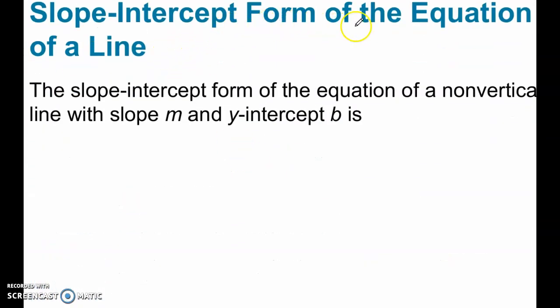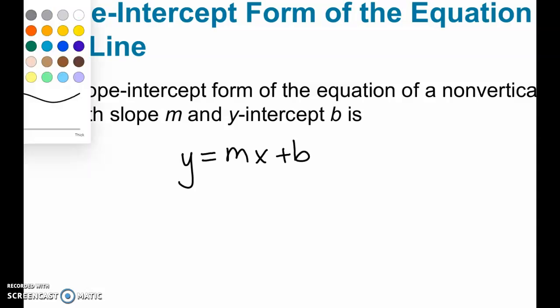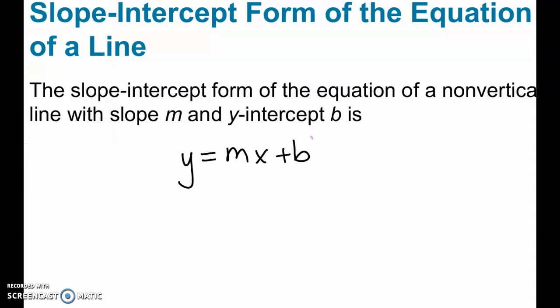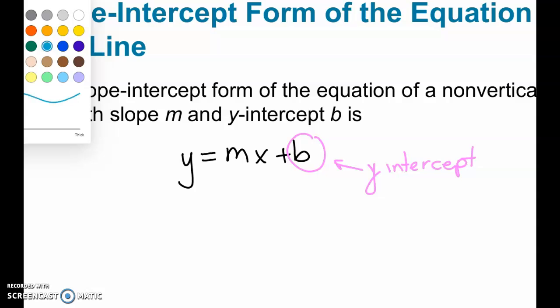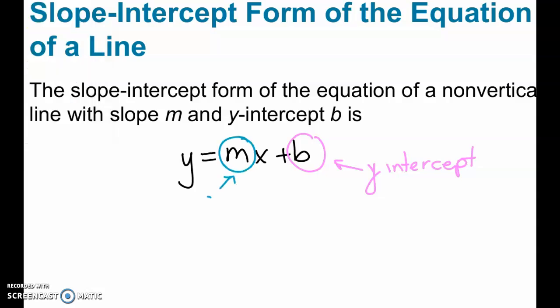Now we'll look at the slope-intercept form of the equation of a line. The slope-intercept form is an equation that is solved for y. And it looks like this. And in this equation, there are 2 things that we're going to fill in. We're going to fill in the b. This is the y-intercept. That's where it crosses the y-axis. And then we're also going to fill in the m. This is the slope. This is the coefficient on the x. So we're going to explore this more in the next video.